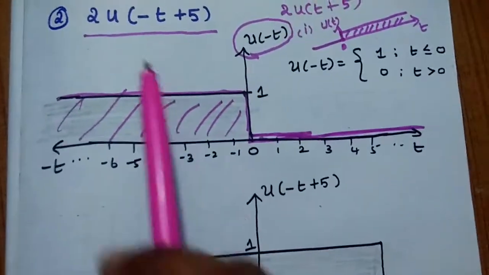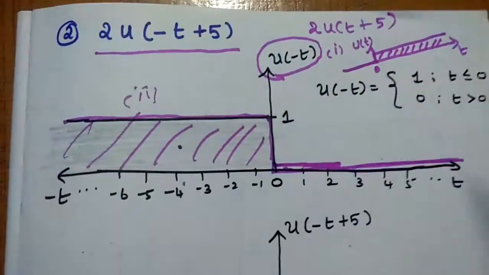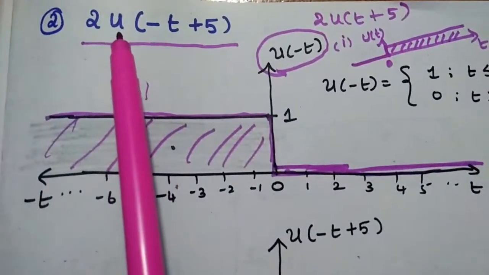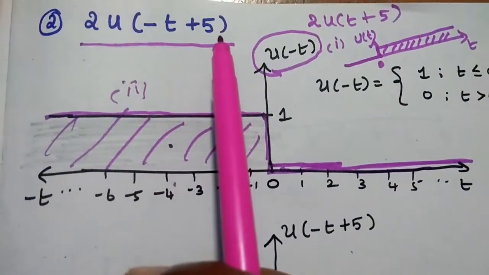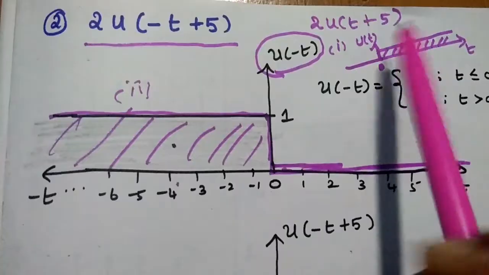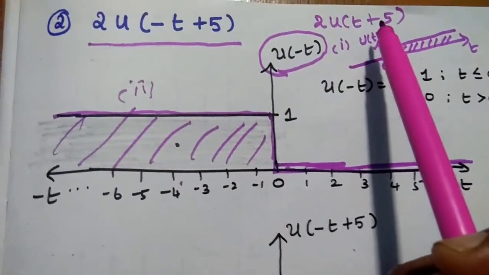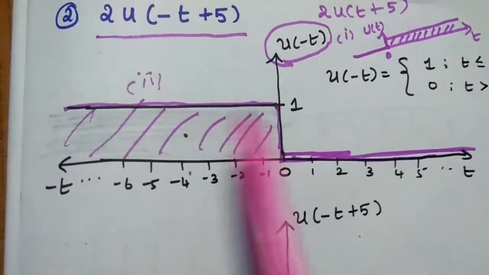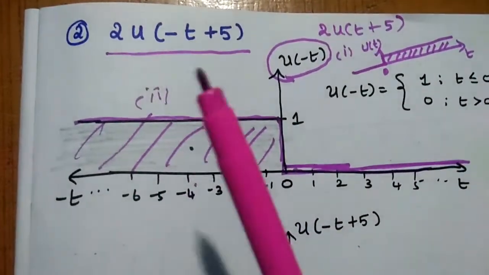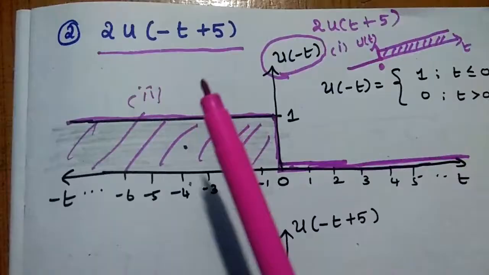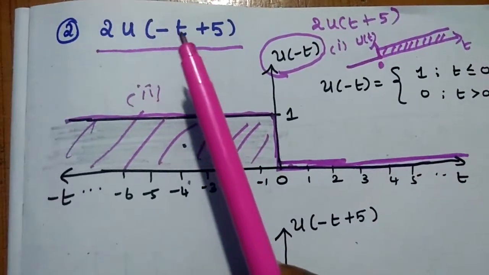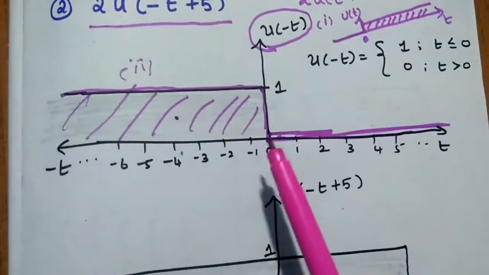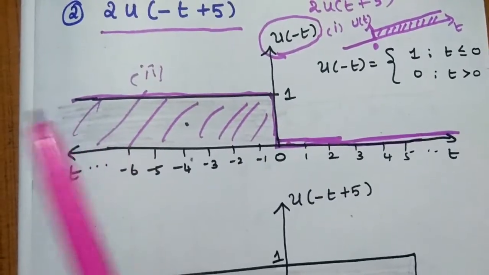So the next step, u of minus t we have drawn. So now we are going to draw u of minus t plus 5. In the previous problem I told you plus means it is the advanced signal. Correct. Now the signal is time reversed. Okay. So you have to remember this very clearly. This is a time reversed signal. So it starts from 0 towards minus infinity.